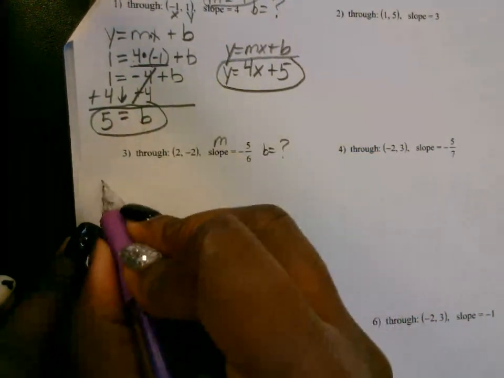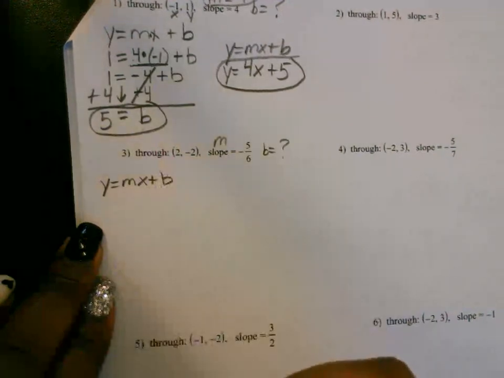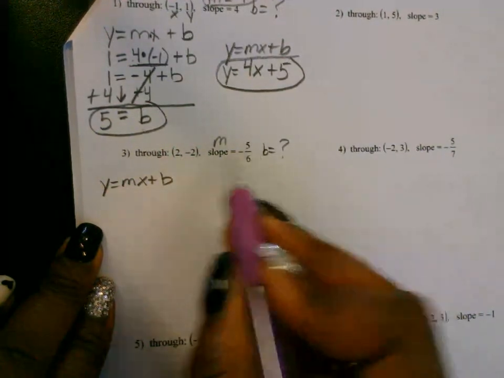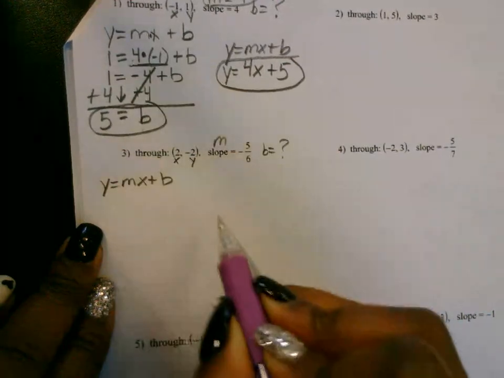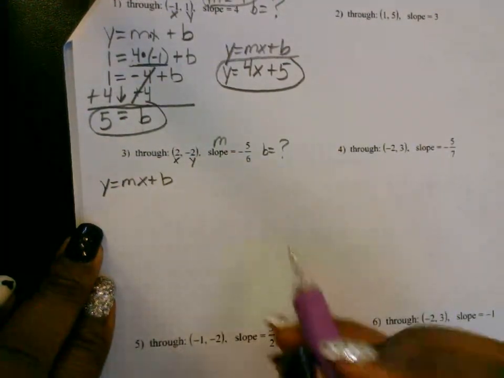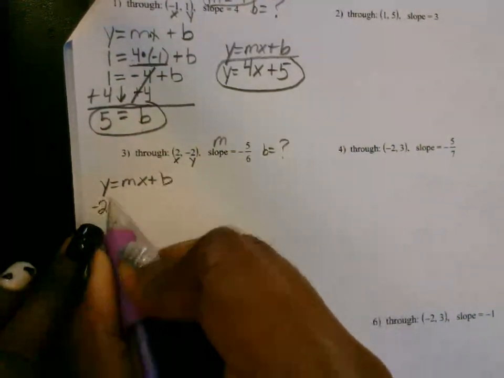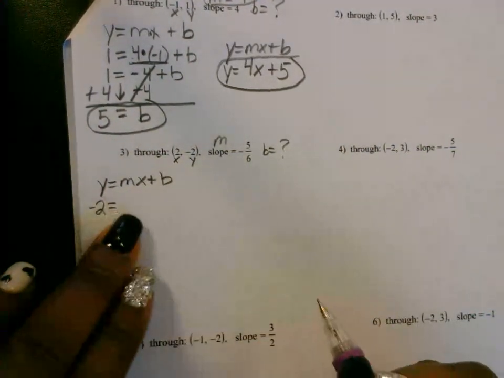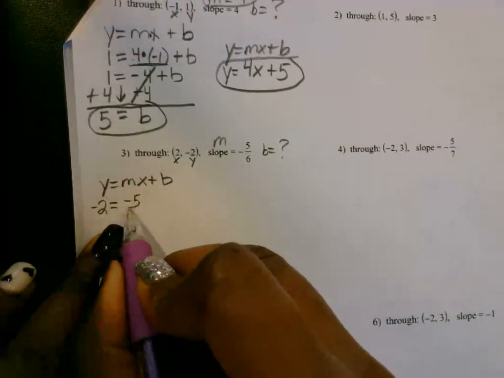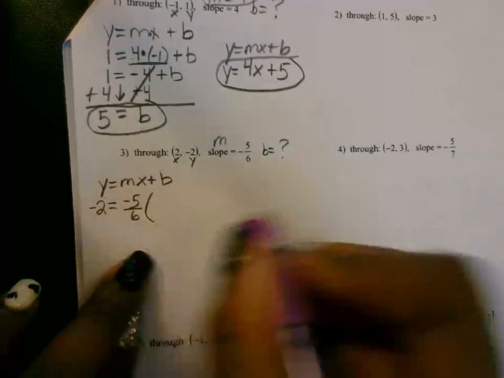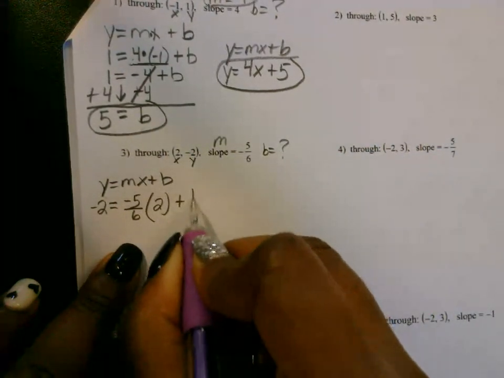So in order to find b, I use the slope-intercept form, y equals mx plus b. I'm going to substitute the numbers that are given. A point is given. This is x, this is y, and the slope is given. So my y is -2. So I'm putting -2 in the place of y. Bring down the equal. My m is the fraction -5/6 times my x, which is 2, plus b.